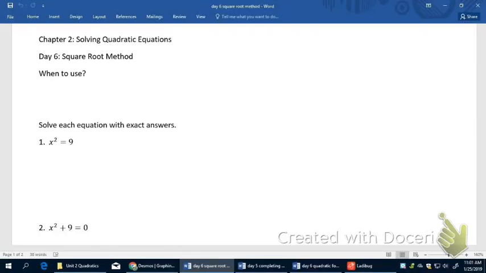Alright, first thing, whenever we want to use square root method, there's basically two situations. The first is when there is no bx term, you will use it. So you see on numbers 1 and 2, there's not a bx term present on either of those. The other situation is when there is a perfect square on one side.